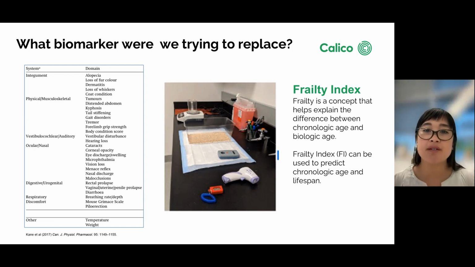And so the picture here is our setup in our behavior room that our technician uses to assess all of these various 31 aspects of health for each individual mouse. Now, as you can imagine, that's very, very time consuming and not that fun for an aged mouse. Next, please.